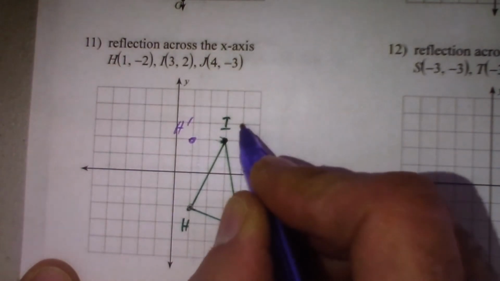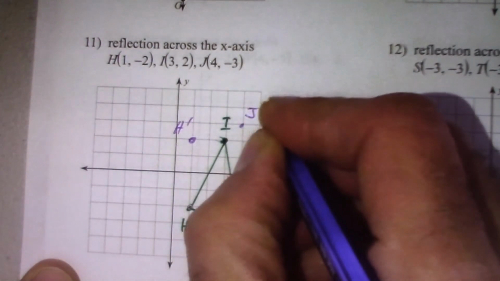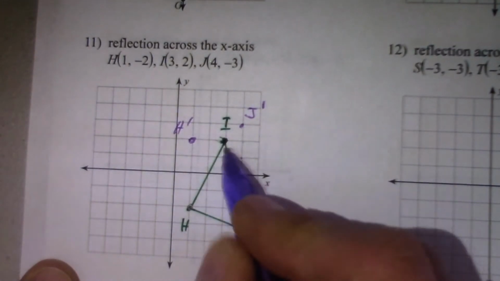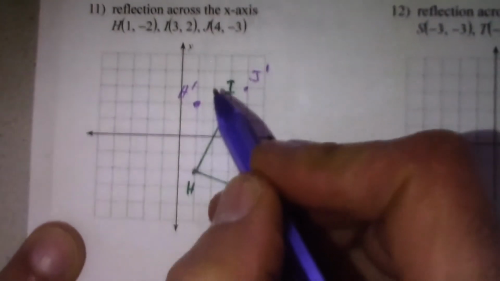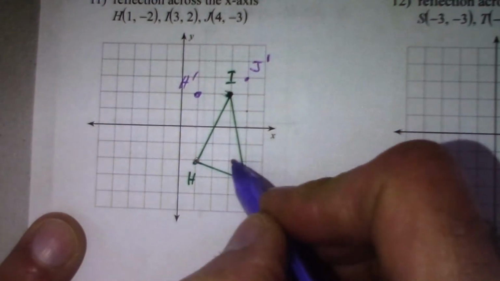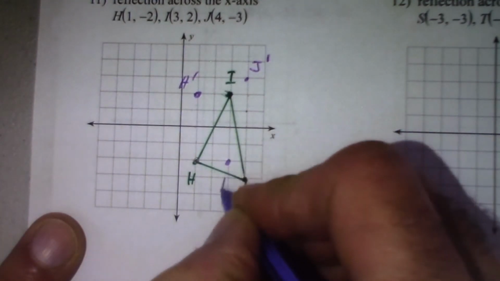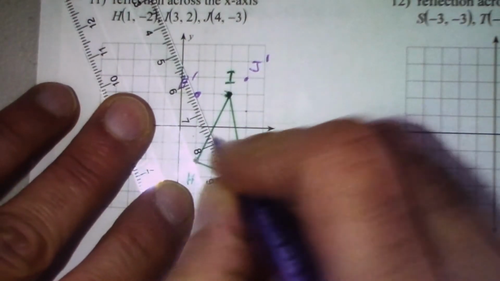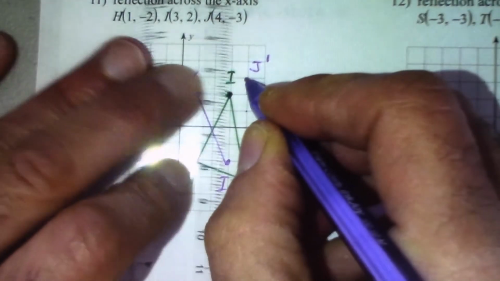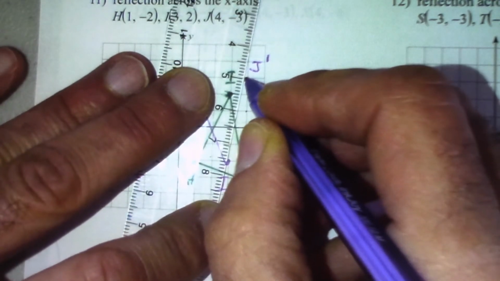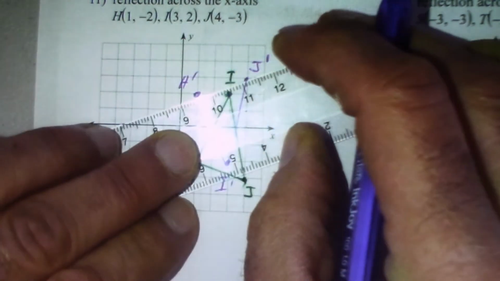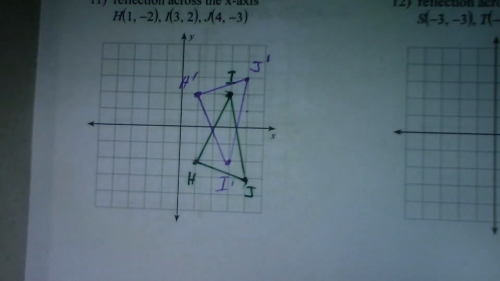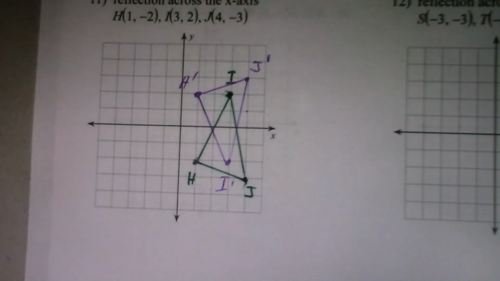1, 2, 3. J prime. Now I is 1, 2 on the top side of the x-axis, so now I is going to go 1, 2 down here. This is I prime. Now when I connect the dots, alright, that's a reflection across the x-axis.